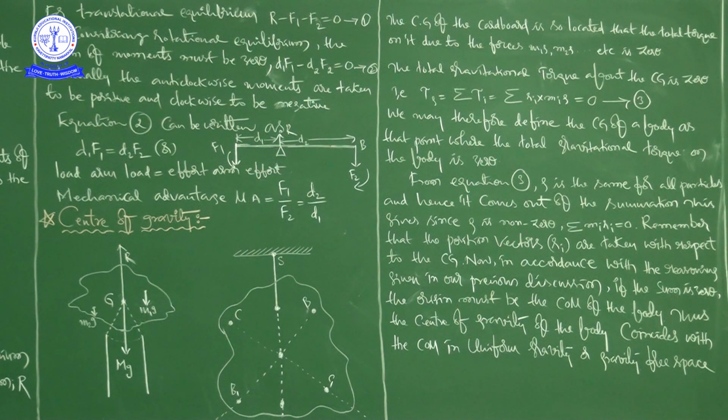Center of mass has nothing to do with gravity. It depends only on the distribution of mass of the body. We already discussed this when we talked about center of mass: it is an imaginary point where the total mass of an object is supposed to concentrate, and this point depends upon the distribution of mass of the individual particles.